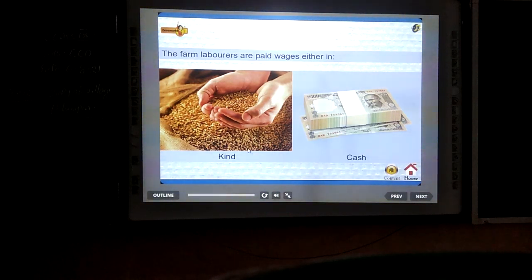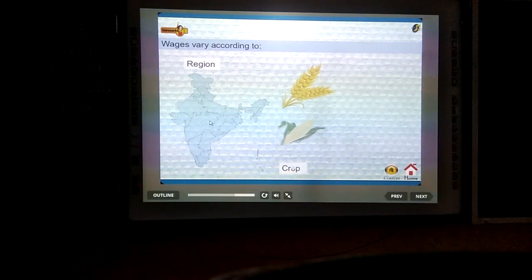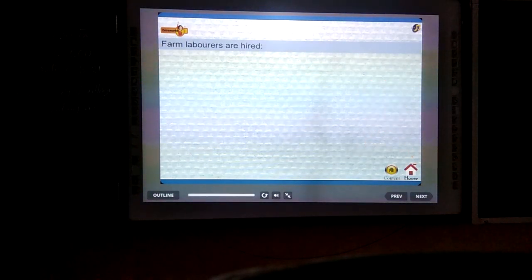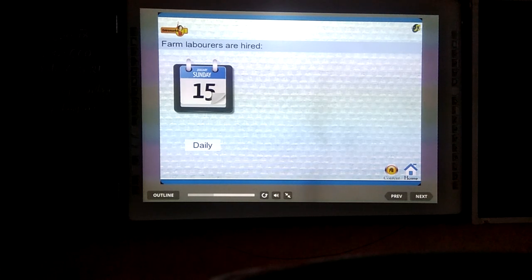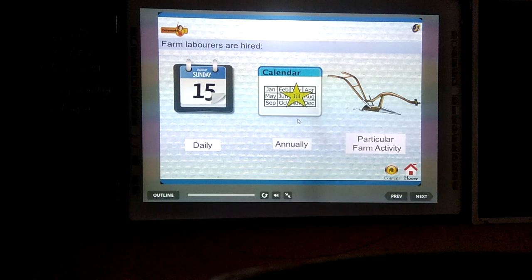You can see here the picture. In kind, they distribute rice as well as wheat. Otherwise, cash also can be distributed. Wages vary according to region, crop, and farm activity. Farm laborers are hired on a daily basis, annual basis, or for a particular farm activity. Always here farm laborers will be hired on a daily basis, even annually, even according to the particular farm activities.